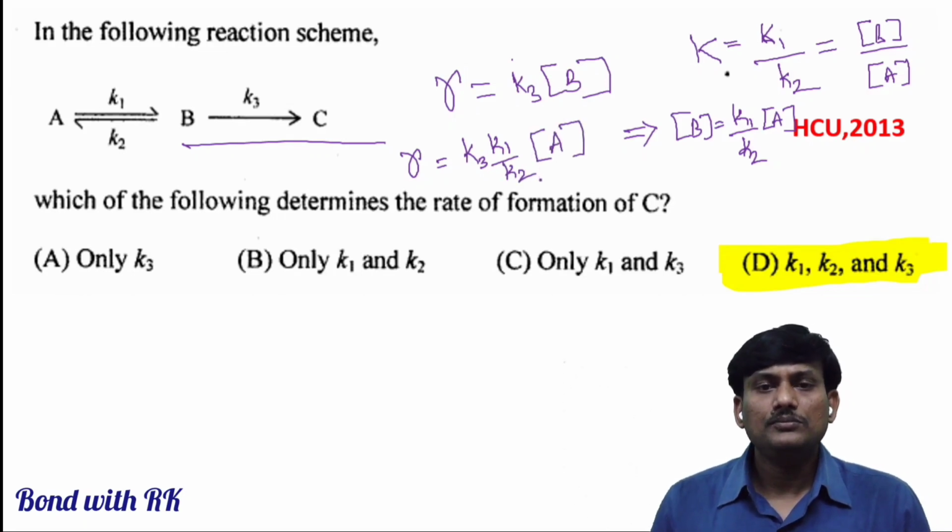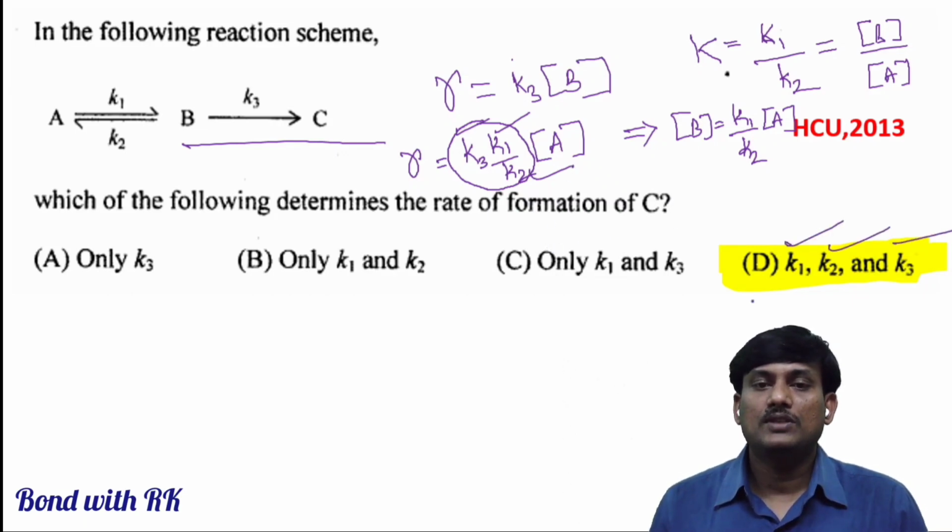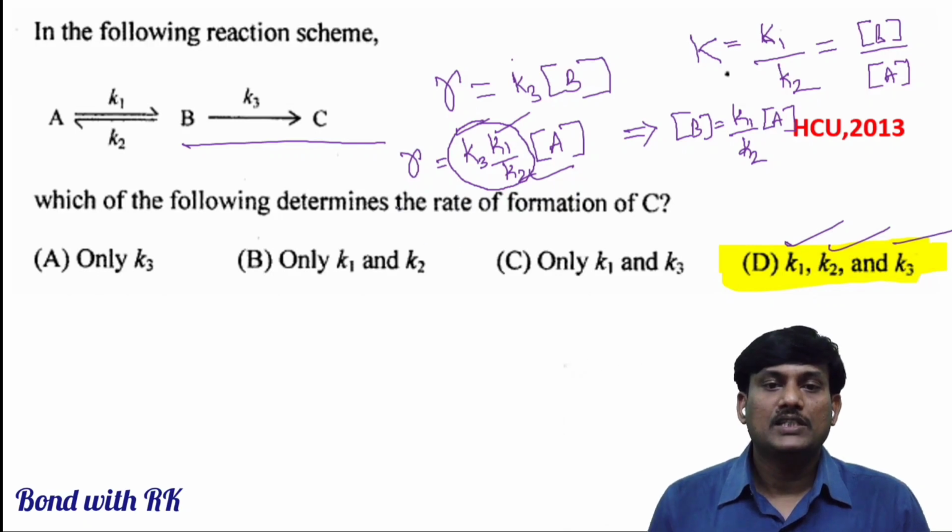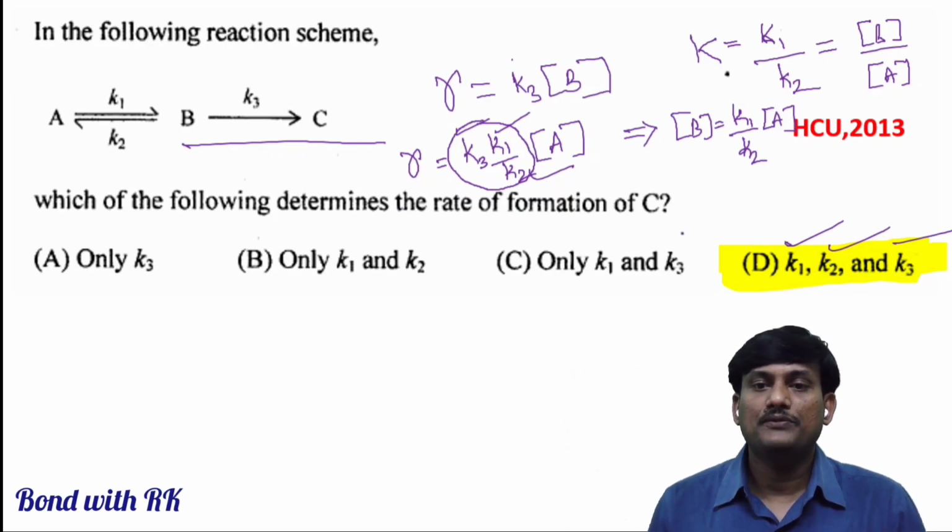Here, the apparent rate constant, or overall or effective rate constant, depends on K3, K1 and also K2. So the terms K1, K2 and K3, these three determine the rate of the formation of C.